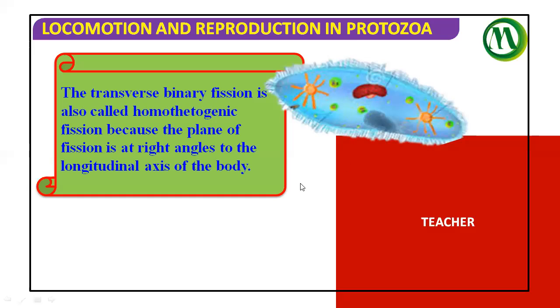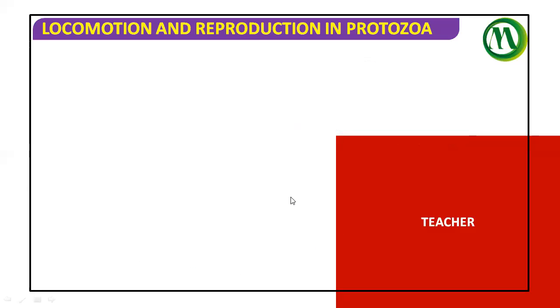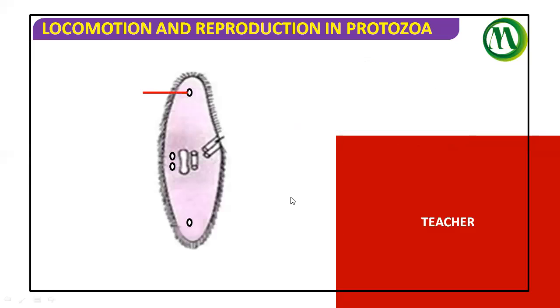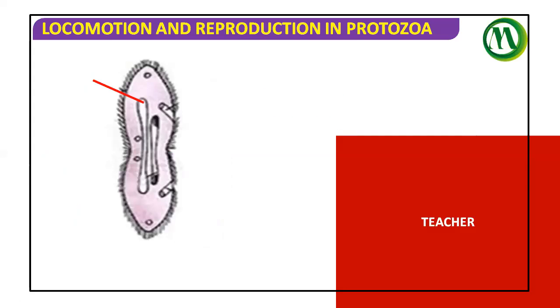We say this is transverse binary fission, so the plane of fission is at right angles. It is at right angles to the kinety also. Do you remember the kinety we learned last week? The longitudinal kineties are perpendicular to the transverse binary fission of paramecium. Let me show this portion once again: the anterior contractile vacuole, the pores of the new contractile vacuole, the posterior contractile vacuole, the cytostome, the cytopharynx. You can see there, this is the transverse binary fission.